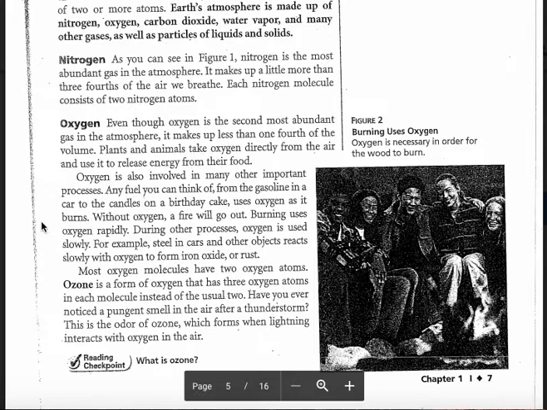Most oxygen molecules have two oxygen atoms. Ozone is a form of oxygen that has 3 oxygen atoms in each molecule instead of the usual 2. Have you ever noticed a pungent smell in the air after a thunderstorm? This is the odor of ozone, which forms when lightning interacts with oxygen in the air. Pretty cool.